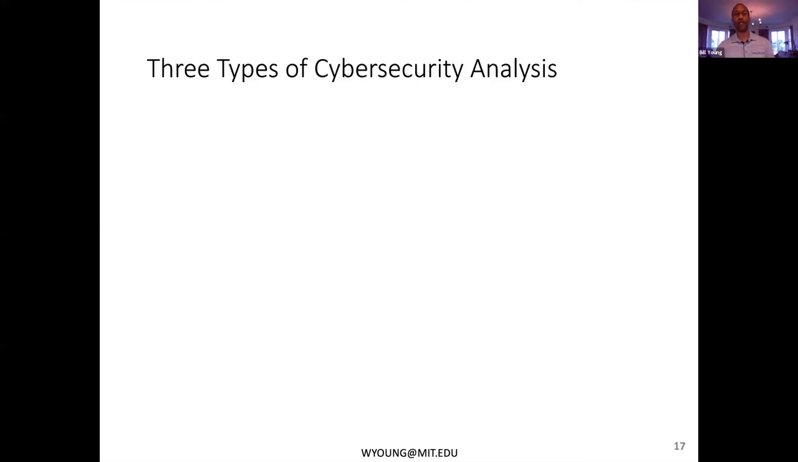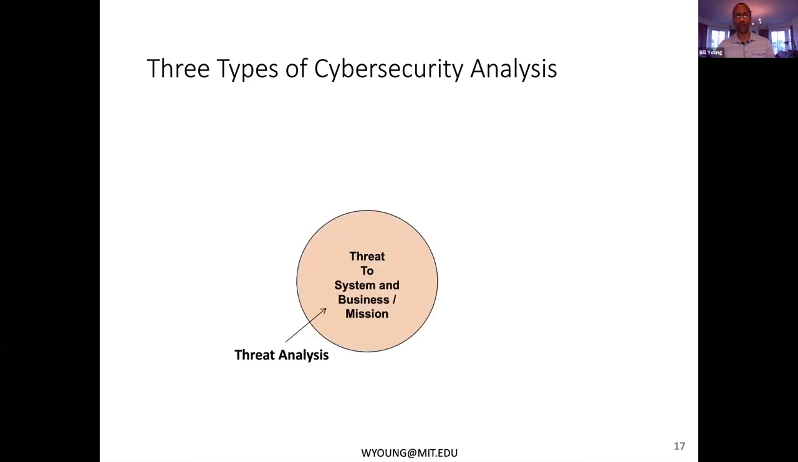So now let's look quickly through security through a system theoretic lens. So we've got three types of security analysis.